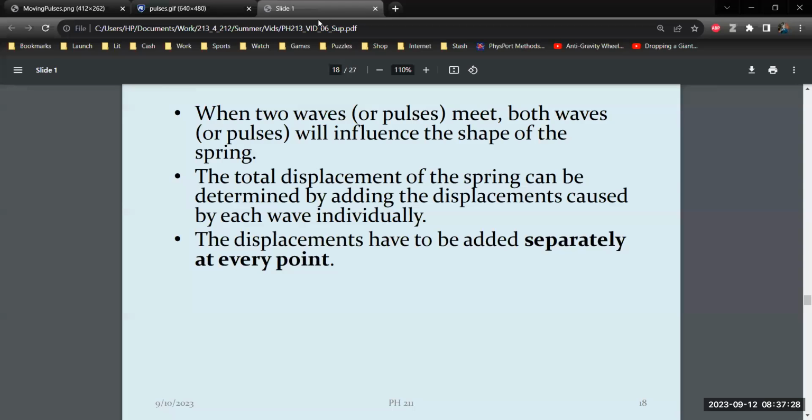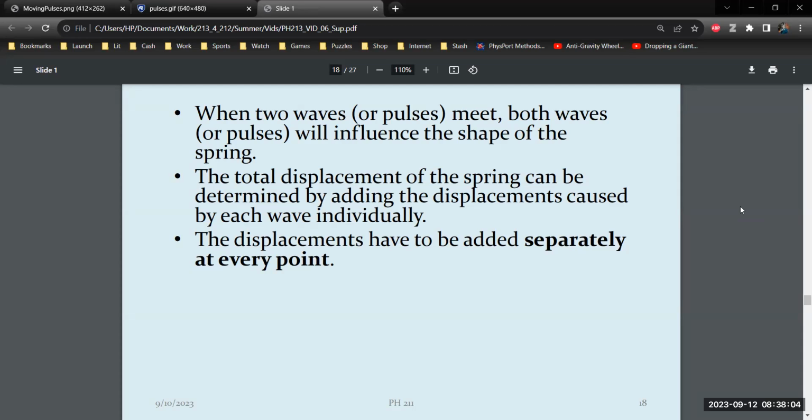And there are a few rules that you will use when you're adding together waves or wave pulses. And those rules are that both waves are going to influence the final shape of the string or the spring or any other kind of wave that you end up encountering. And that the total displacement of the string can be determined by adding the displacements caused by each wave individually, and that this addition, this superposition, has to be done separately at every point along the string.